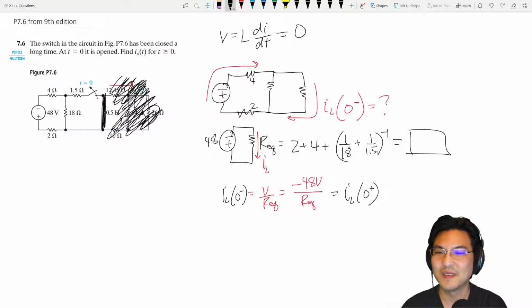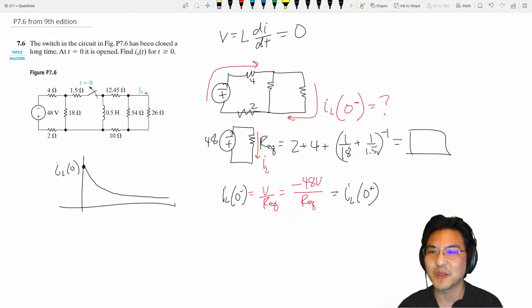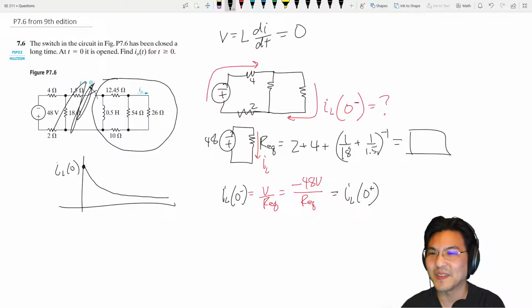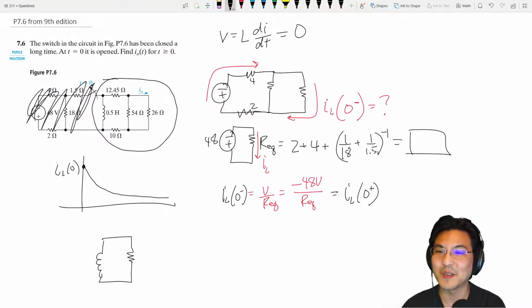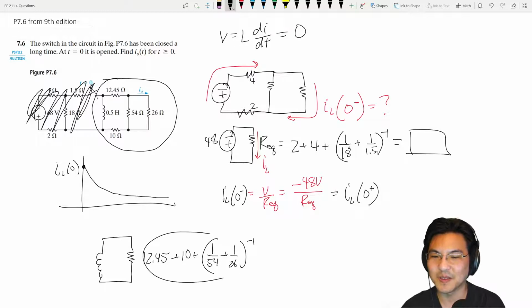Okay, and then what happens? Whatever that current is, when we open the switch, so this is whatever it was at t equal to 0, it's gonna go like this, right? Okay, so I'll work it out really quickly. So for the voltage, now, let me erase. Okay, so when we open the switch, we're only focusing on this part now, right? Because now this is gone after we open the switch. So it looks like some inductor and then some equivalent resistance here, which now this equivalent resistance is 12.45 plus 10 plus these two in parallel. Plus 10 plus those two in parallel. Reciprocal. Okay, so just punch that in the calculator.